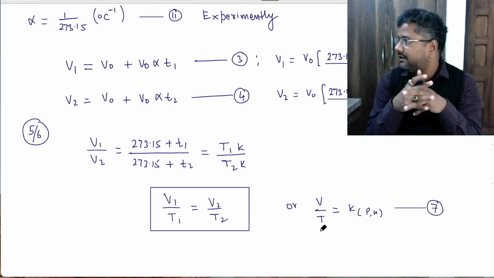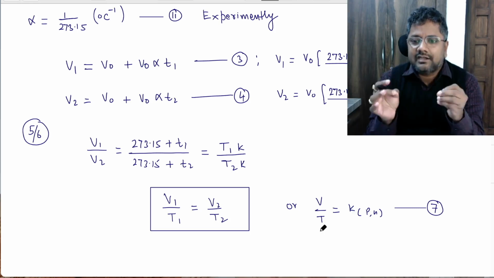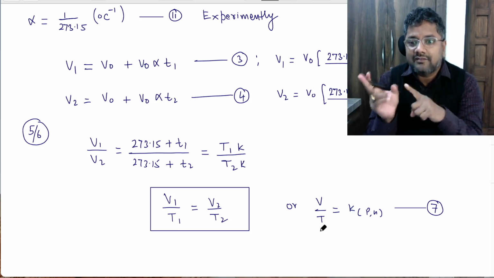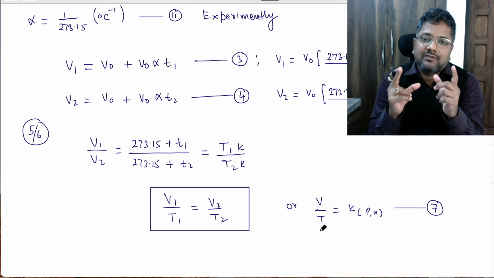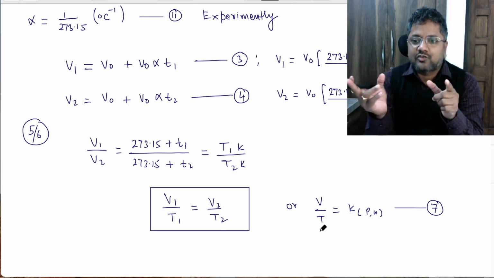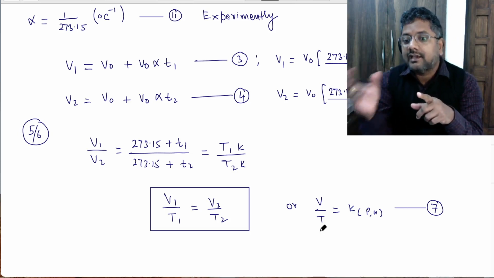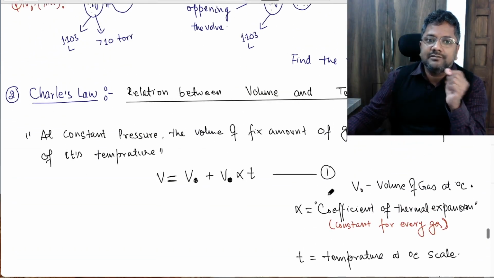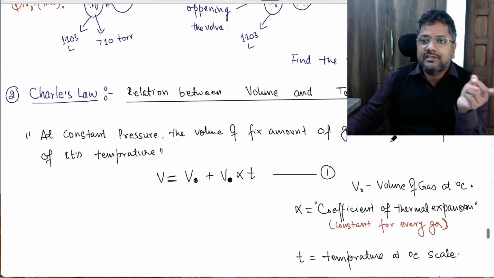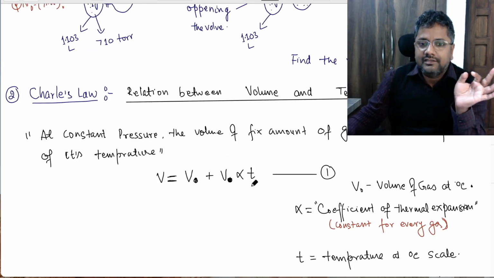Now you can write here that the volume of a fixed quantity of gas is directly proportional to the temperature at the Kelvin scale. Don't write that the volume of a fixed amount of gas at constant pressure is directly proportional to temperature. When you write directly proportional to temperature, then you have to write at the Kelvin scale. Otherwise, you can use this statement: at constant pressure, the volume of a fixed amount of gas is a linear function of its temperature.